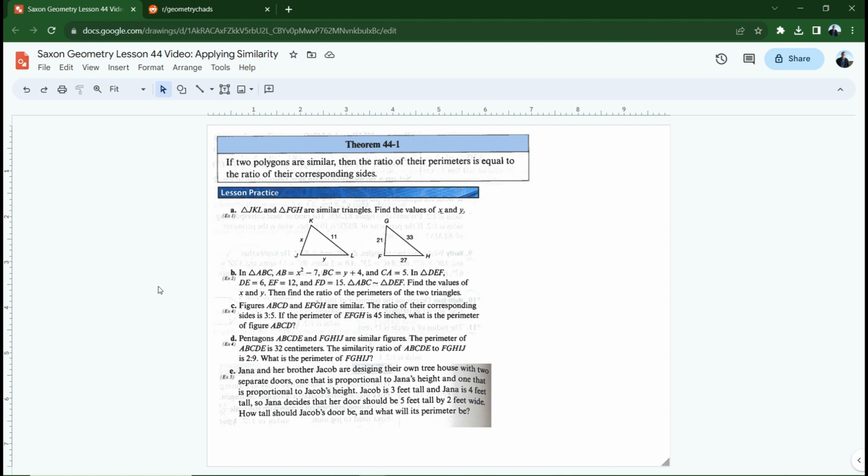For now, all we're going to do in this lesson is extend the lesson that we've had previously on proportions and talk about how we can apply proportions to similarity in general. Let's get started. We're going to start with a theorem.